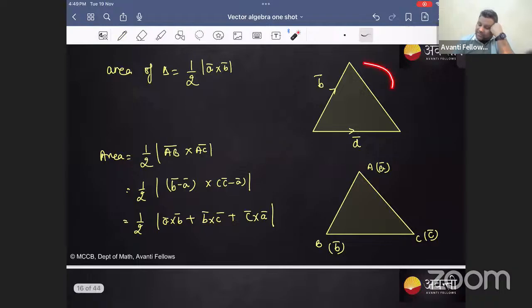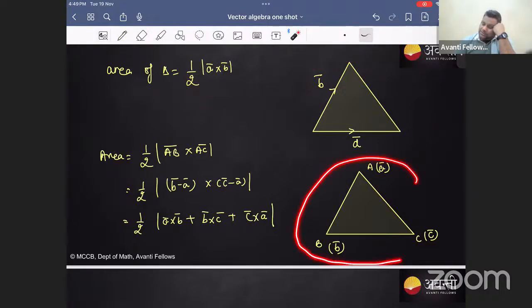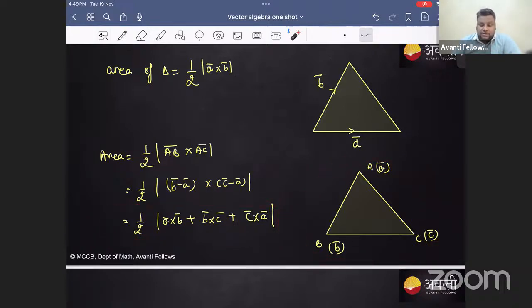Understand the difference between this. Here sides are along vector A and vector B, so area is half of A cross B. Here A, B, C are the position vectors of the vertices, so area is half of the magnitude of A cross B plus B cross C plus C cross A. Got it?